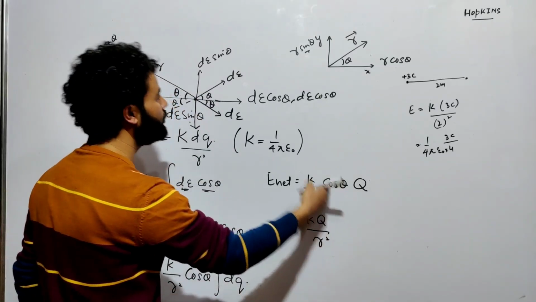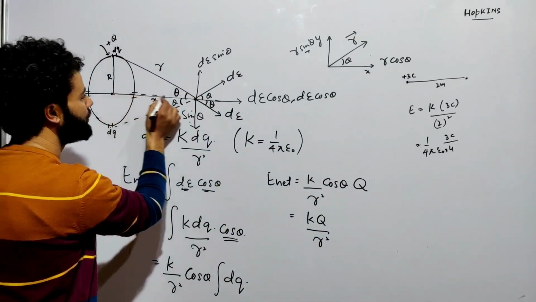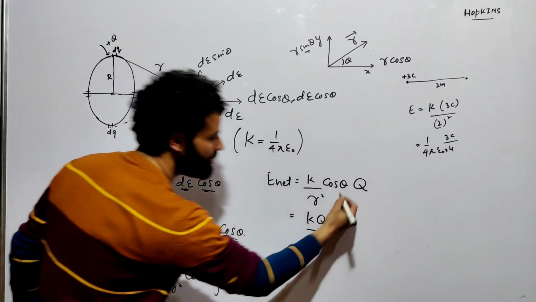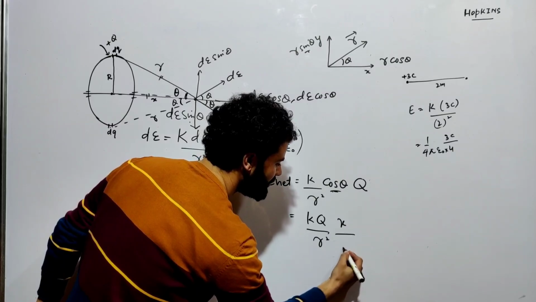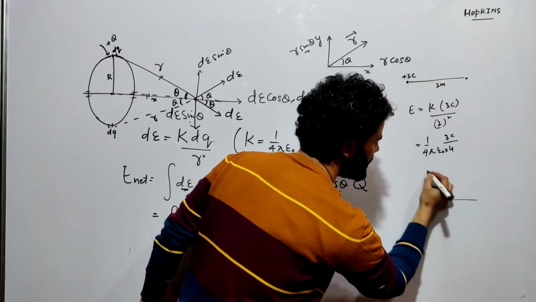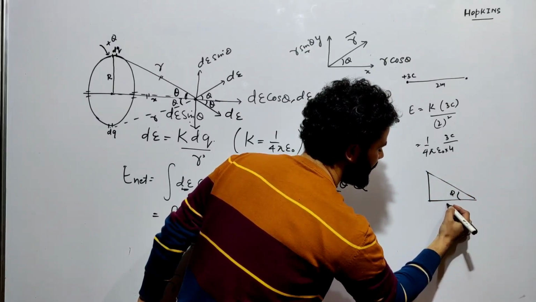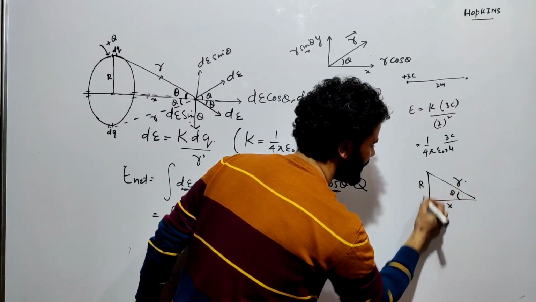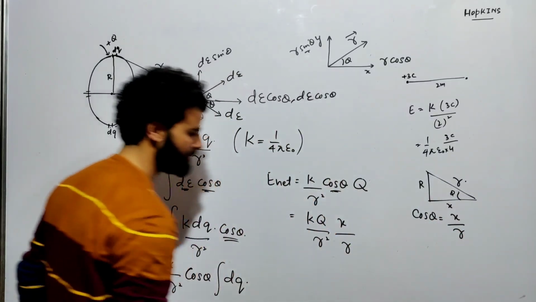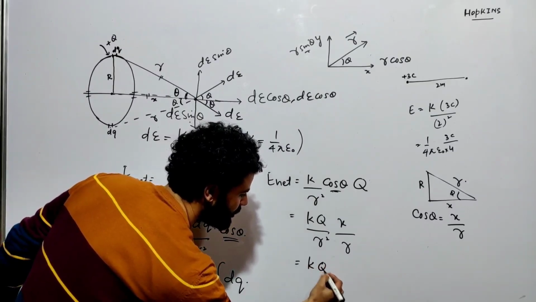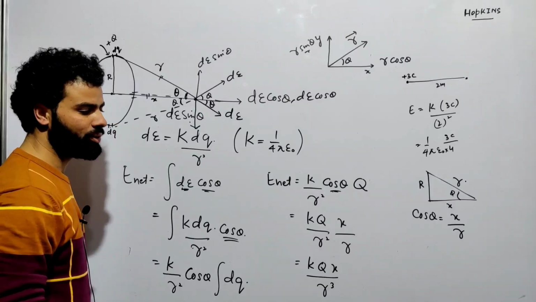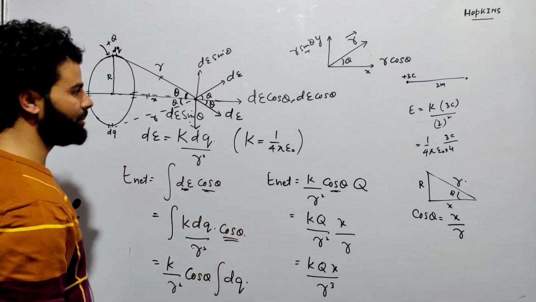If I calculate the value of cos theta from this triangle, cos theta would be base divided by hypotenuse. So I would replace cos theta by base divided by hypotenuse. You understand? If this is some theta and this is some x, this is some small r, this is some capital R, I can write cos theta as base divided by hypotenuse. So, k q x divided by r cube.